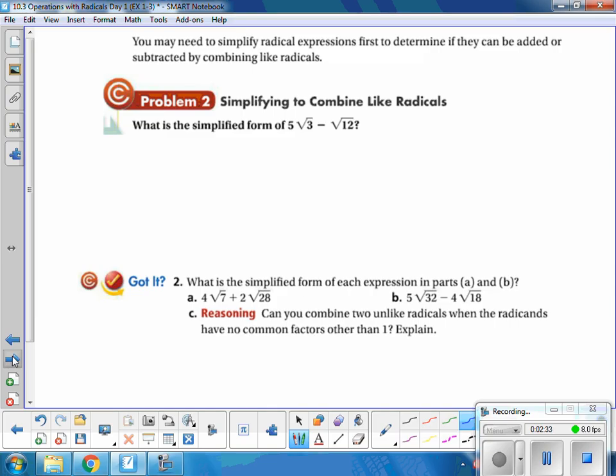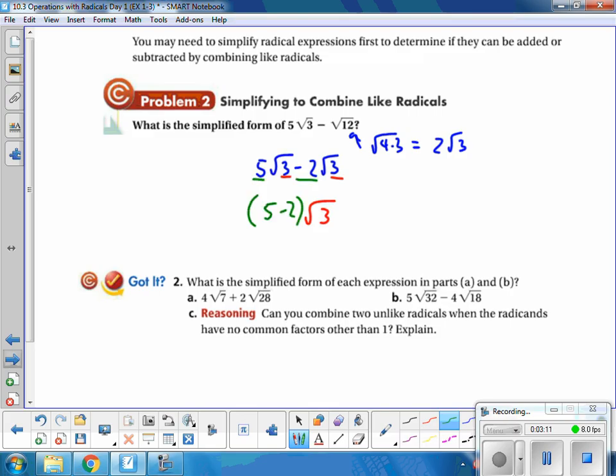So in order to do that, like for instance, what is the simplified form of 5 times the square root of 3 minus square root of 12? I can take square root of 12 and I can factor that into 4 times 3, which equals, I'm looking for that perfect square. Square root of 4 is 2, and I'm left with square root of 3, so my problem has changed to 5 times the square root of 3 minus 2 times the square root of 3. I have my common radicand of 3, and now I need to deal with the 5 minus 2. And when I simplify 5 minus 2, I end up with 3 times the square root of 3.